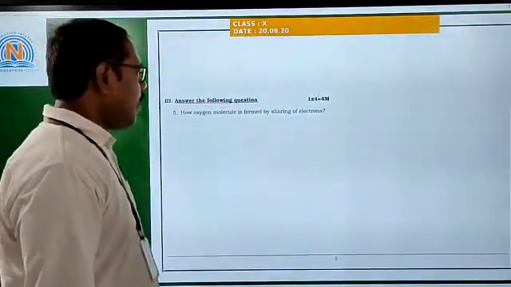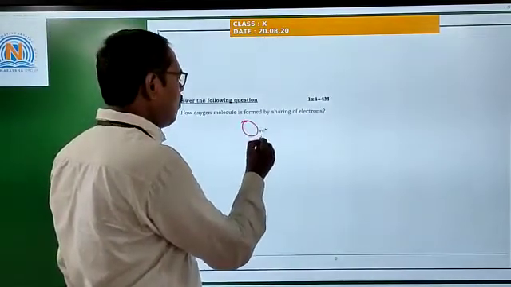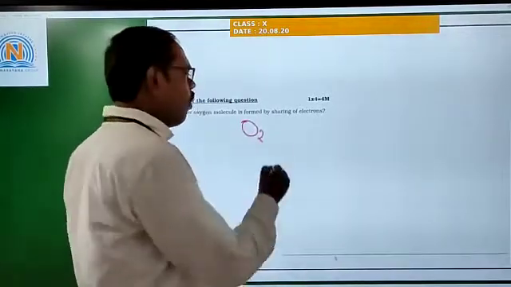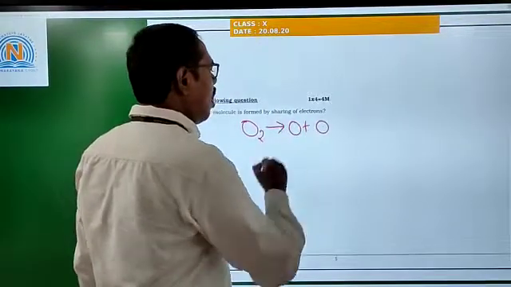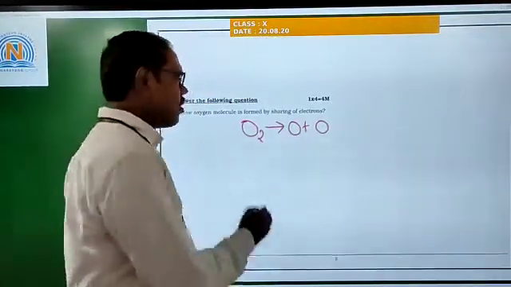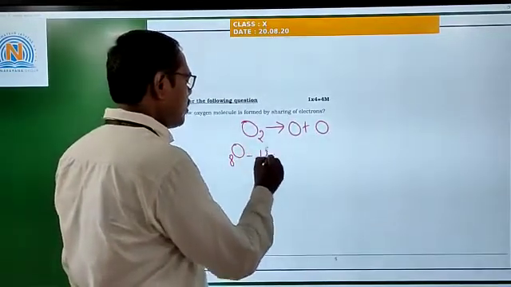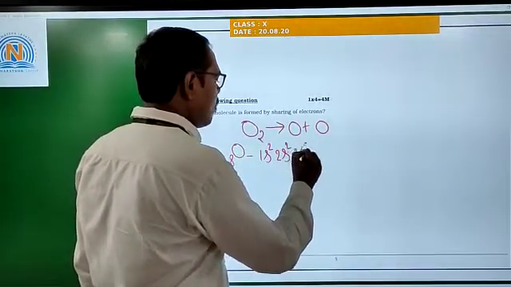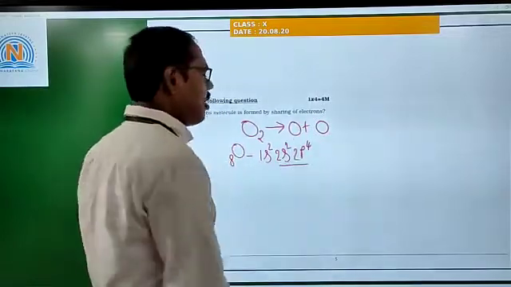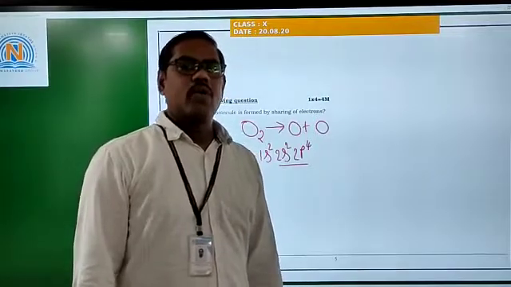Next, the last one, the fifth one: how is the oxygen molecule formed by sharing of electrons? Oxygen molecule formula O2. How is it formed? The O2 is formed by the combination of two oxygen atoms. Oxygen atomic number 8, electronic configuration 1s2, 2s2, 2p4. So the oxygen atom contains 6 valency electrons. To get stability, it requires 2 more electrons.